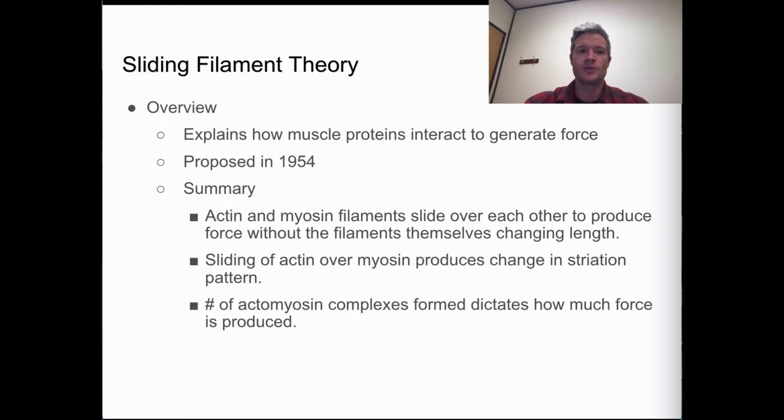Something you should keep in mind is that you will need to know and recall the order of all the events, how they occur, and definitely be able to explain how the two, the actin and myosin, interact to be able to produce force. Okay.